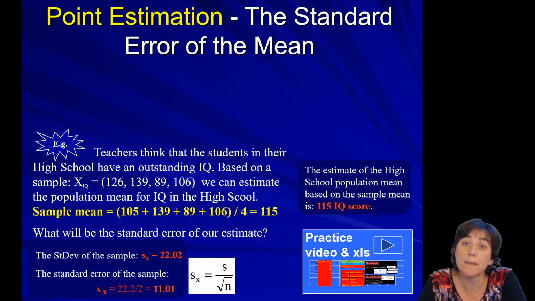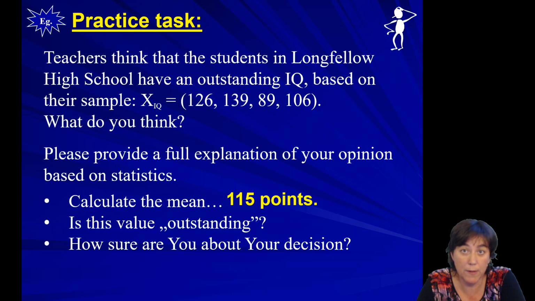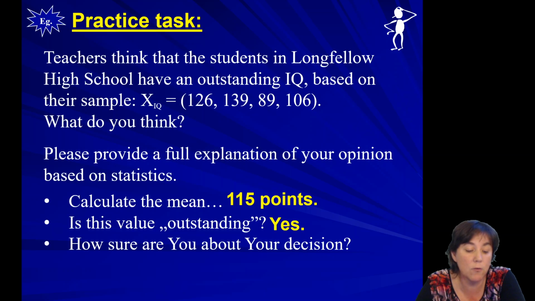So let's practice a little bit how to conclude our results so far. We do have results. We did a point estimation. If this were a practice task or an exam task, you could have said that, okay, I've calculated the mean. It is 115 points. Is this value outstanding, says the question. Yes, it is. I mean, no doubt. It's clearly above the general average, 100 as in IQ points.